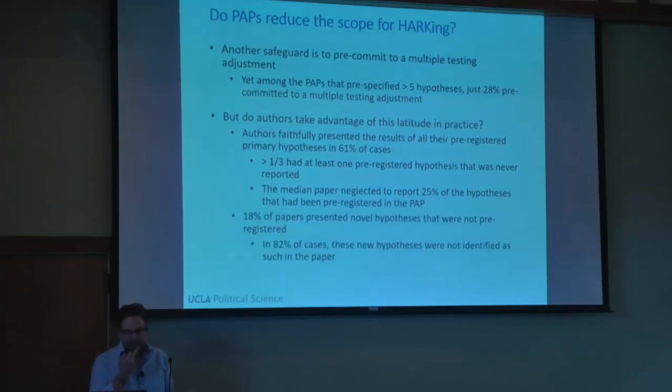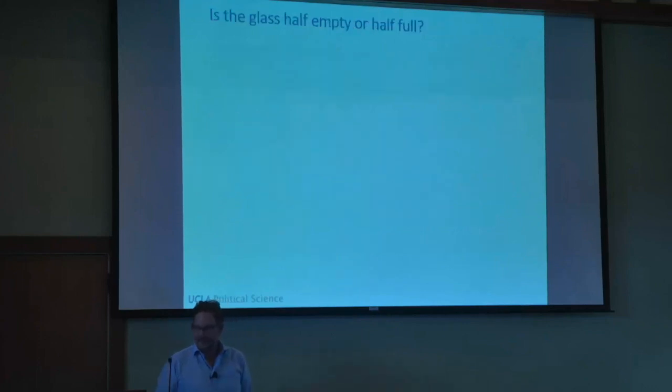And notably, 18% of papers presented totally novel hypotheses that were not even mentioned in the pre-analysis plan. And again, that would be fine so long as that's labeled, but in 82% of cases, those new hypotheses were not identified in the paper as not having been originally pre-specified.